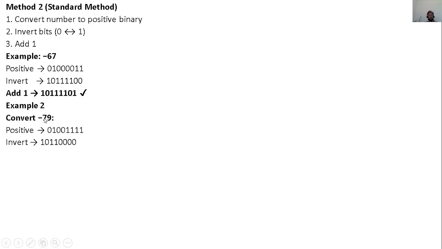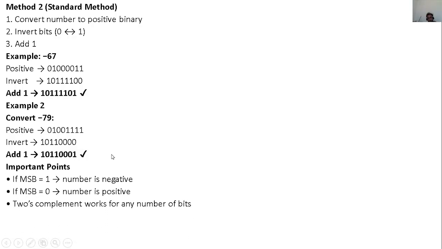Again, this is minus 79. We invert the bits: 0 to 1, 1 to 0, 0 to 1, 1 to 0, 0 to 1, and again 1 to 0, 1 to 0, 1 to 0. Now finally we add 1, so the final digit will become 1. So it is 1 0 1 1 0 0 1, and this is how it works. The most significant bit represents a negative number, so we take that as negative 128.